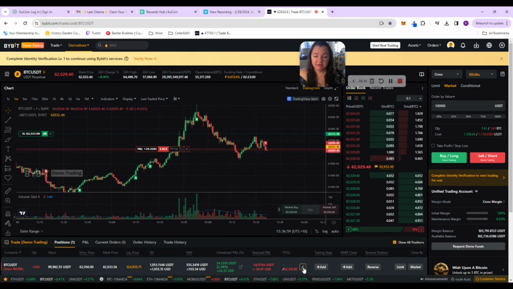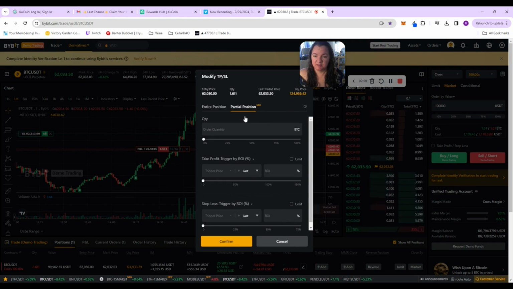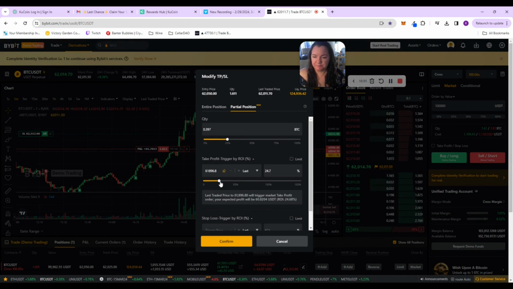And then say if you want to add additional stop losses, adjust your stop losses, add your take profits, you can actually add them here as well. So that TPSL is your take profit stop loss. I'm going to go in here and add my take profit. I'm actually not going to do an entire position. I'm going to do a partial position. So I'm going to take a 25% partial position take profit at 25%.